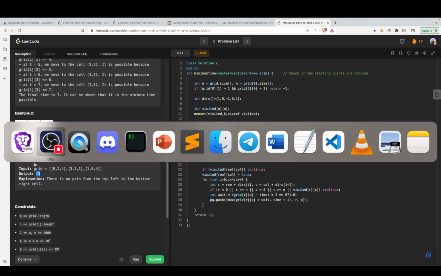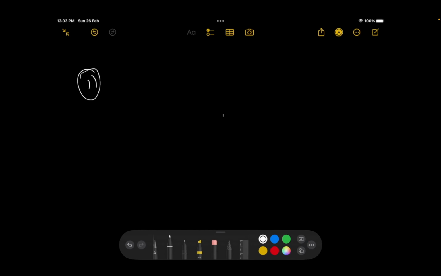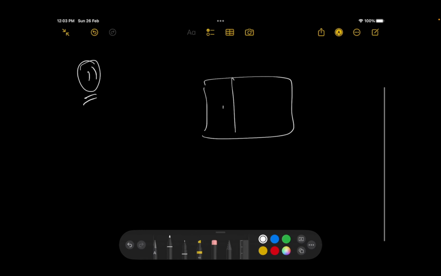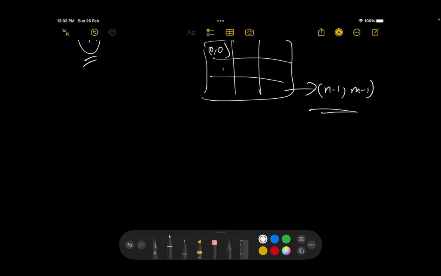Now let's try to understand the intuition behind it. The first thing is, is it always possible to reach the end cell? Like, can I always reach from 0, 0 to, let's say, n-1, m-1? No, that's definitely not the case. We already discussed a sample solution wherein we were not able to reach the end cell.